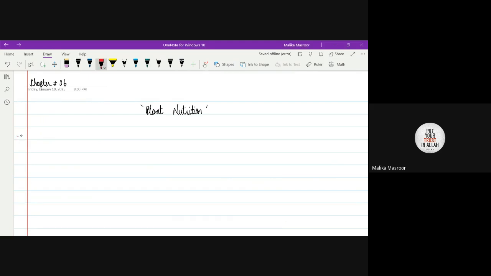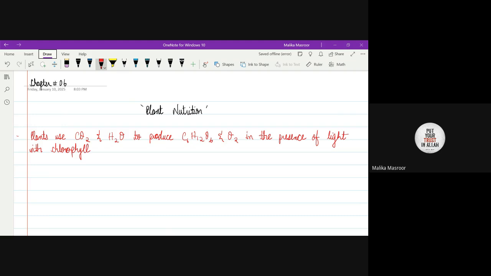Right? So they use carbon dioxide and water to produce glucose and oxygen basically, in the presence of sunlight with chlorophyll. Okay, this process is photosynthesis.